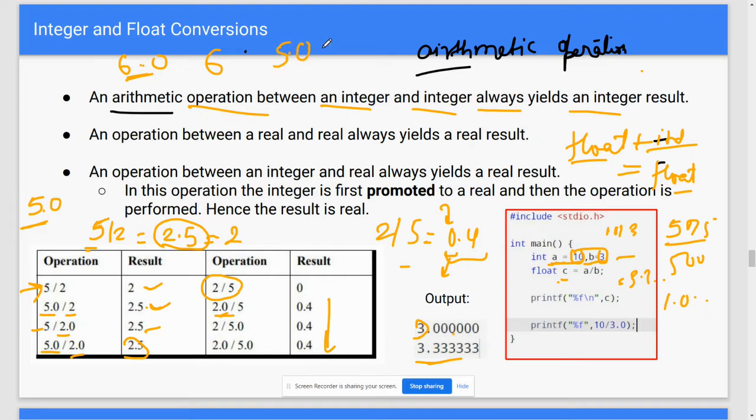But for programming languages, 5.0 means it has some decimal component. That's why it's treated as a real number. So that is the point of conflict between our human understanding and the programming language. This is how the programming language has been designed, so you need to understand the rules. This is the rule actually.